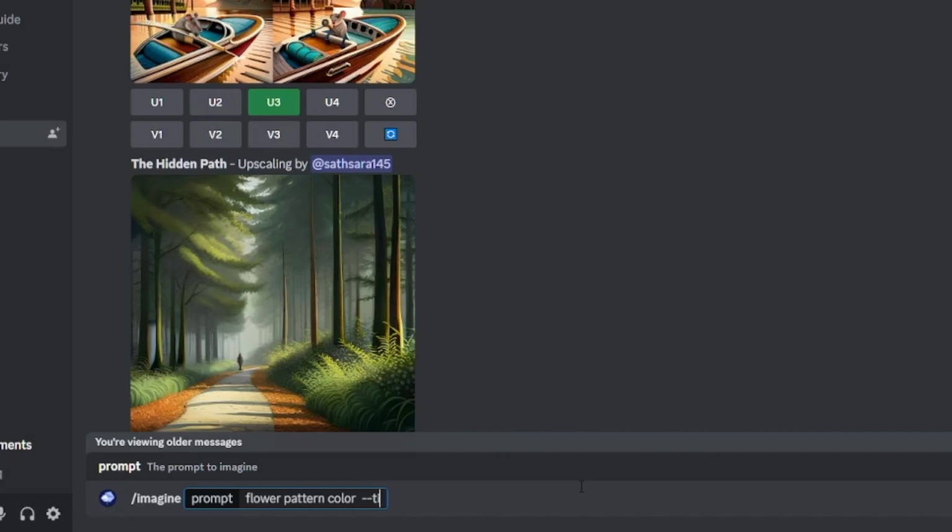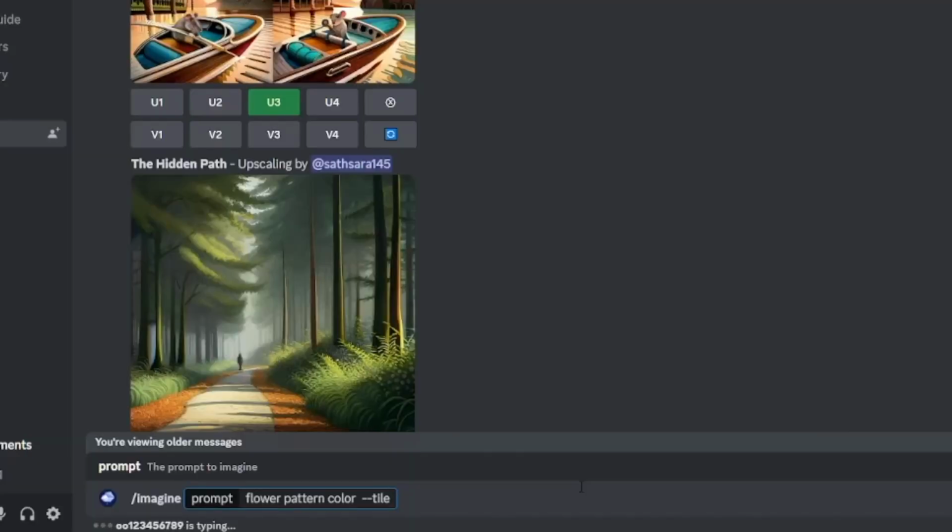Dash dash tile. Okay, so this is going to tell the AI that you want something which is endless, so that it can be multiplied. So tile serves for that. Now, another one which is really, really important is that you type in V5. So that's going to be version 5 of this AI bot, so it can use the most recent one.